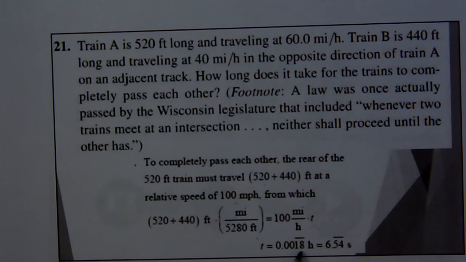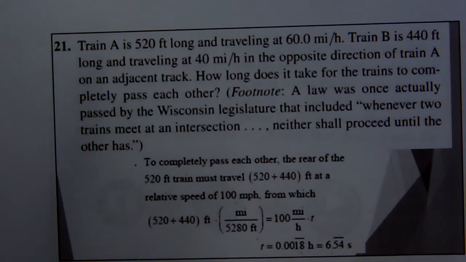We get this is the time in hours, and if we change that to seconds, using 60 seconds per minute and 60 minutes per hour, we end up with 6.5 seconds, a little over 6.5 seconds. Let's look at another distance equals rate times time problem.